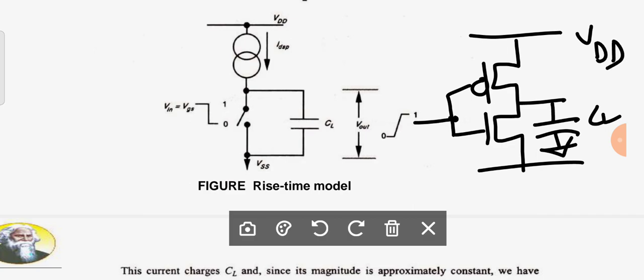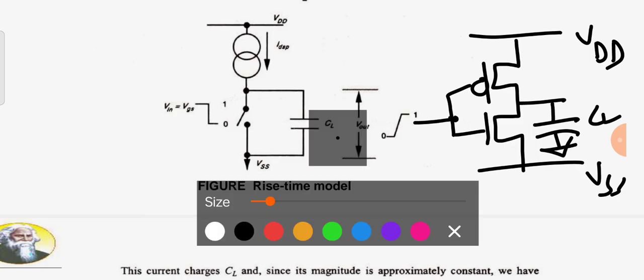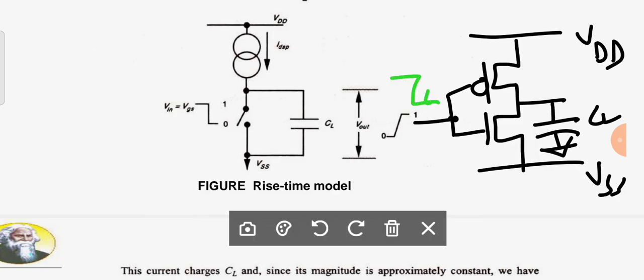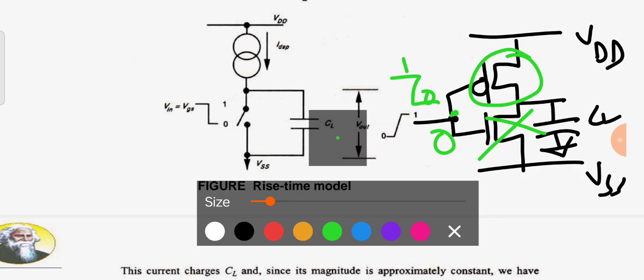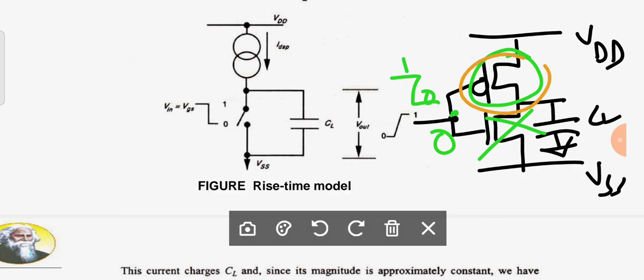Now you can observe that when input is 0, that means the transition is a 1 to 0 transition. Then the PMOS transistor will be turned on and the NMOS transistor will be turned off. I hope that is clear. Since the PMOS transistor is turned on, I am considering it is in saturation region. Therefore, there is a flow of current, and the NMOS transistor is turned off, therefore it acts as an open circuit. Is it clear? Therefore, the supply current will flow and the capacitor will be charged. This is a rise time model.